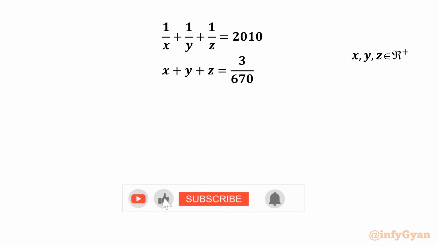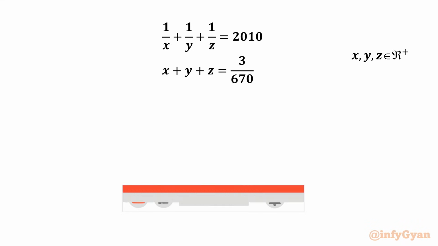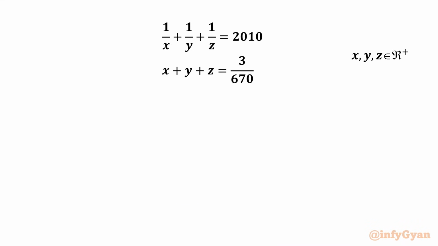Today in this video we'll be solving one very interesting question from system of equations. We have 1 over x plus 1 over y plus 1 over z equal to 2010 and x plus y plus z equal to 3 over 670, given that x, y, z are positive real numbers. So let's get started by writing here equation 1, writing here equation 2.